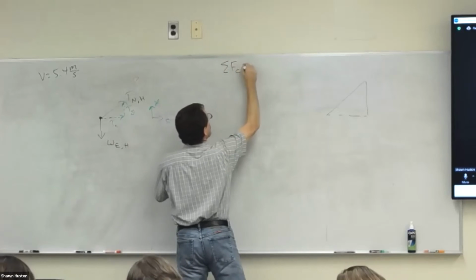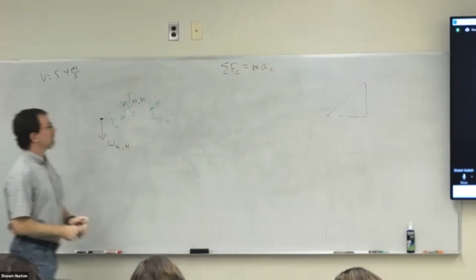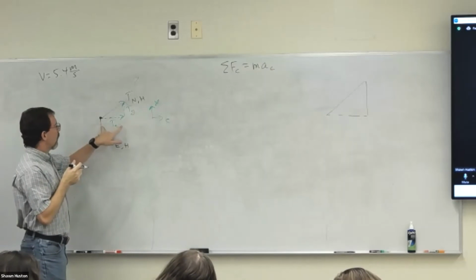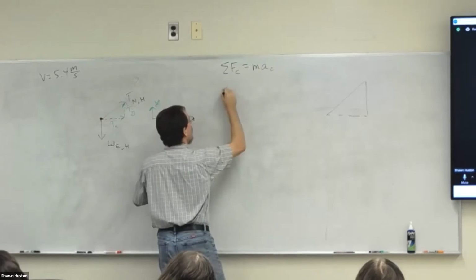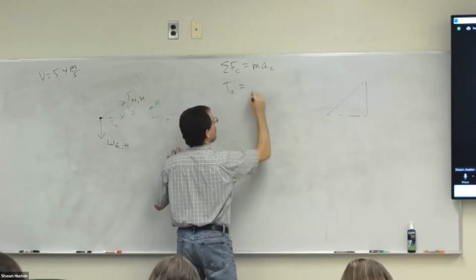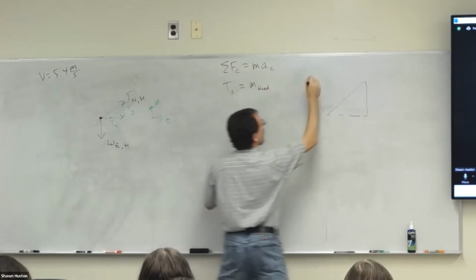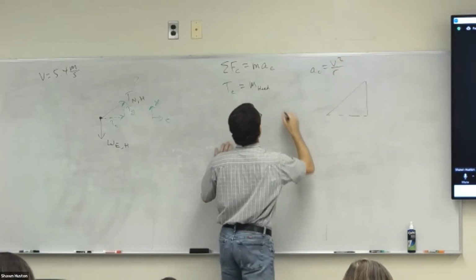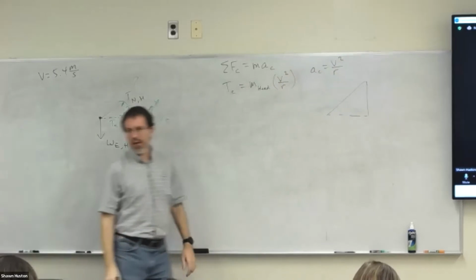So along the centripetal direction, we've got mass times centripetal acceleration. All right, F equals ma. The only force that I have acting along the centripetal direction is that C component of that neck force. And then M, this would be the mass of his head. Centripetal acceleration is V squared over R, so we can go ahead and fill that in right there.